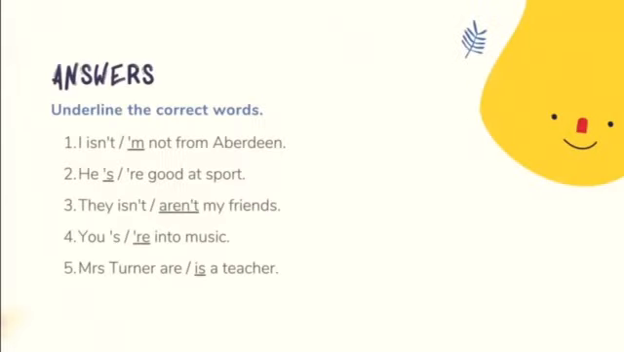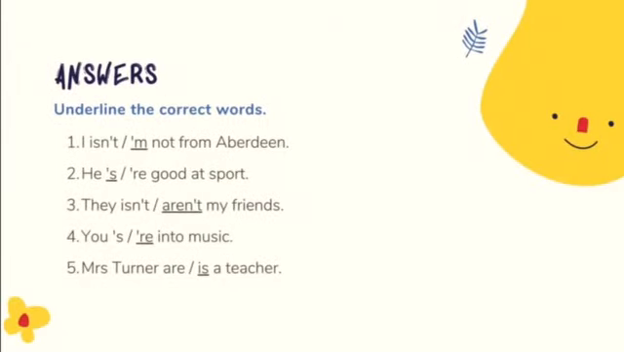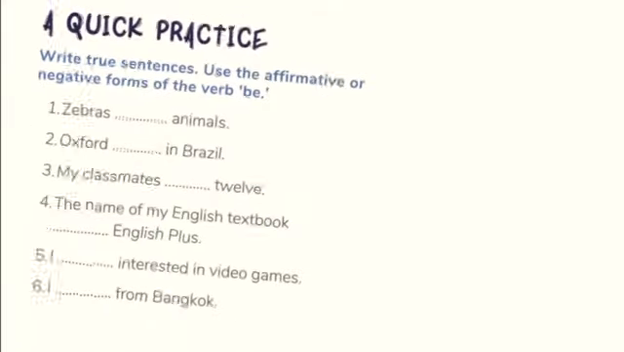So here are the answers. I'm not from Aberdeen. He's good at sport. They aren't my friends. You're into music and Mrs. Turner is a teacher. Do you get all 5 correct? If you do, well done. If you don't, worry not, there's more practice to come.